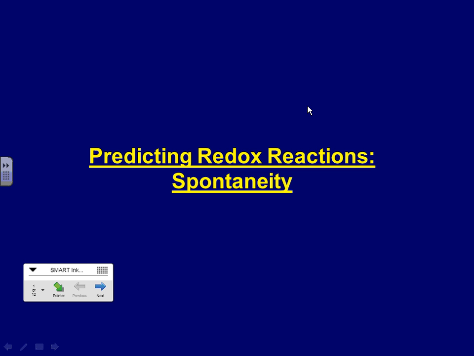And so now what we want to talk about today are actually two things. We want to cover two things in today's lesson. We want to talk about how we're going to predict whether a redox reaction takes place or not. Because, of course, like any other chemical reaction, some of them are spontaneous and some of them are not spontaneous. And we're going to also be introduced to something called standard reduction potentials.